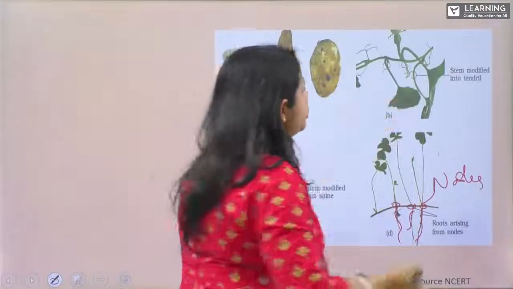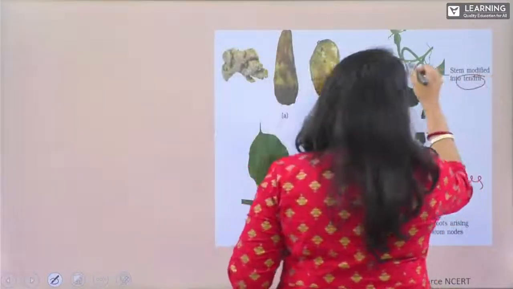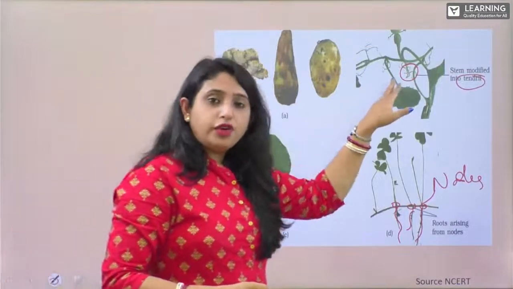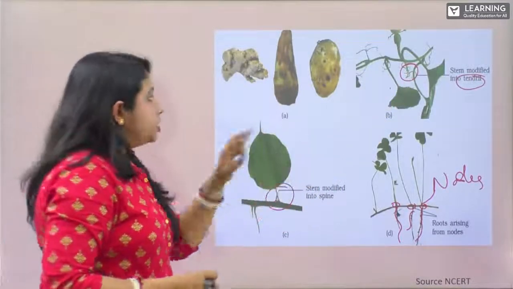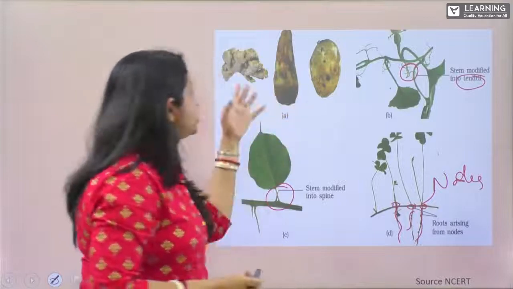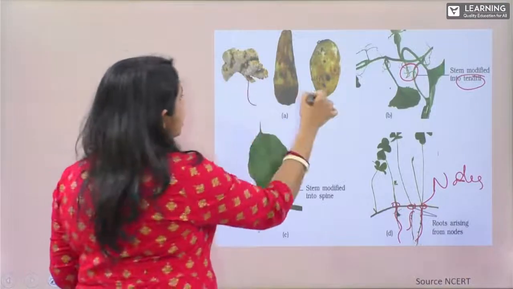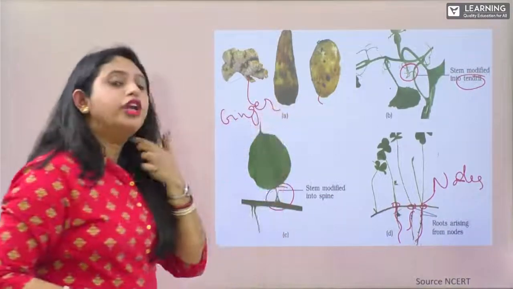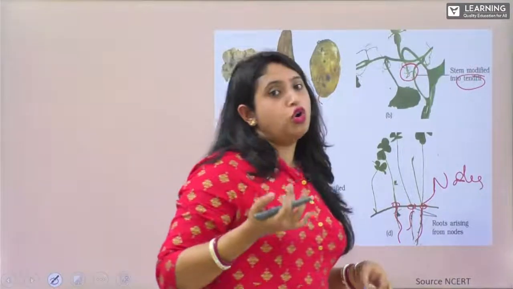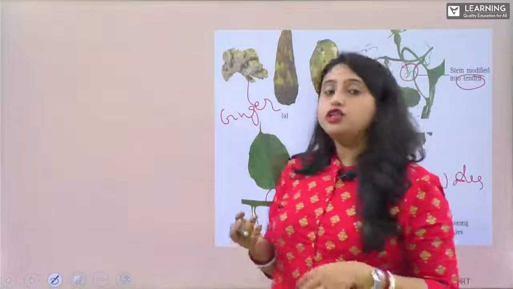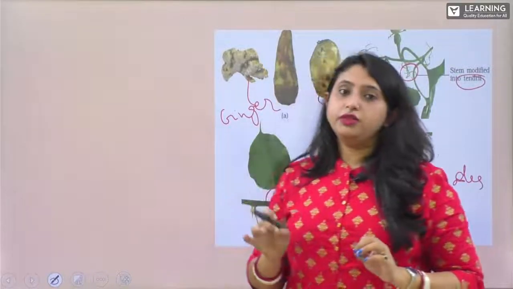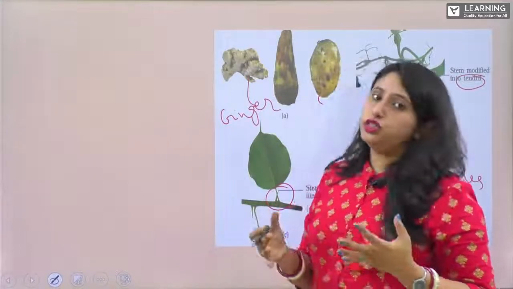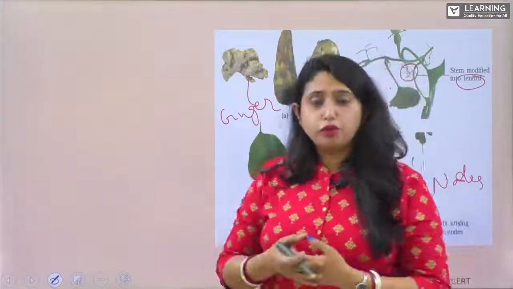So this is a tendril. This curly structure is your tendril, which provides support to the plant. Some examples are ginger and potato, where the stems have modified themselves in order to store food. Remember, MCQs might come asking which vegetables modify themselves to store food. It is your ginger, turmeric and potato.